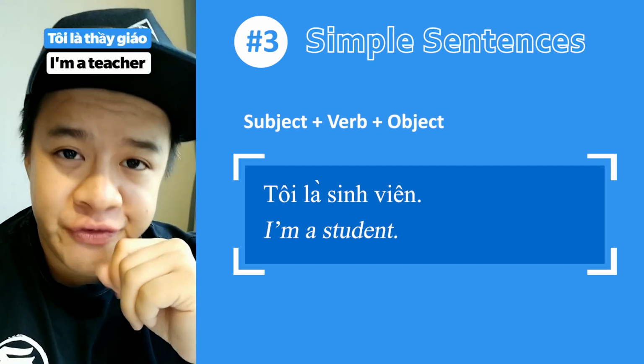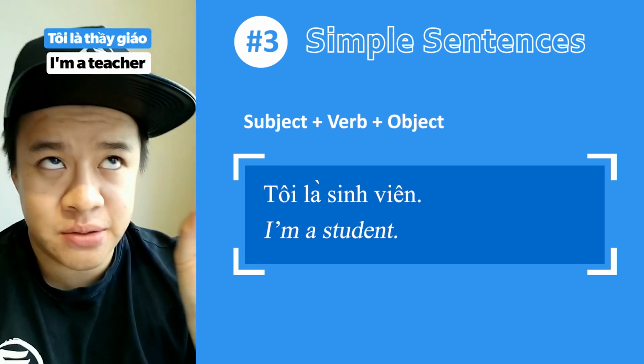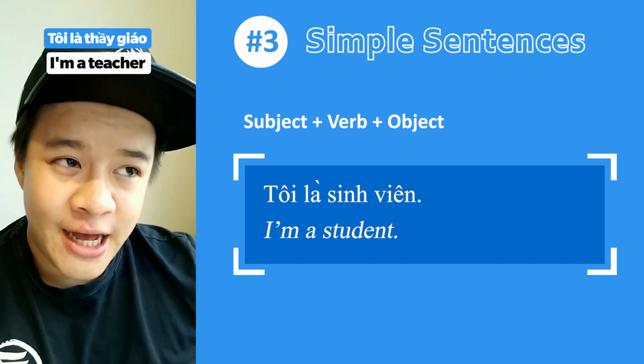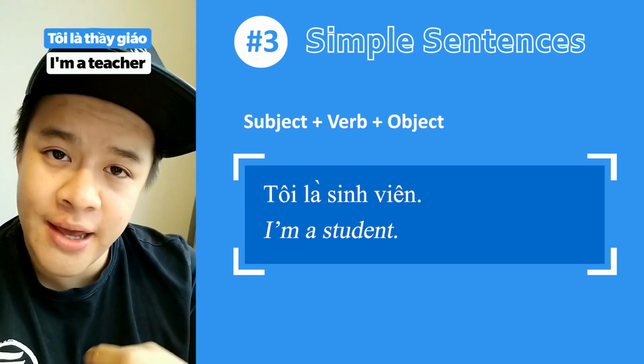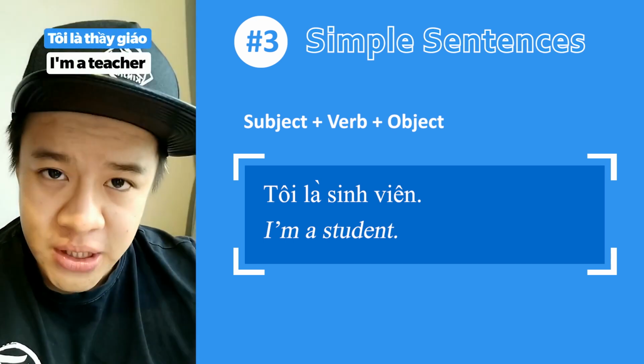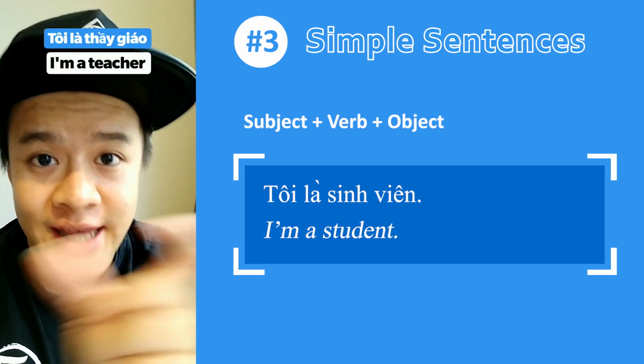The sentence structure in Vietnamese is the same as in English, meaning subject, verb, object. I could say, for example, tôi là thầy giáo. Tôi means I. Là is to be. Thầy giáo, teacher. Tôi là thầy giáo.